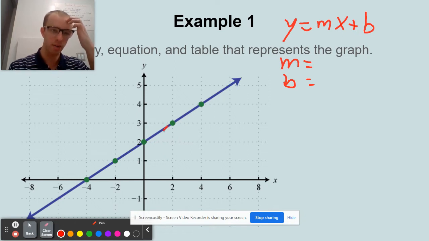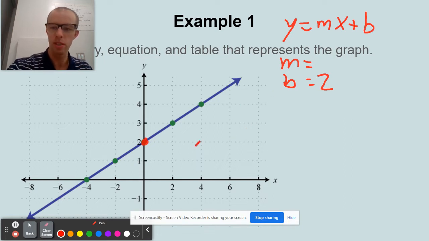b on the graph is the y-intercept, all right? And m is the slope, the rate of change. So to find b, the y-intercept, which is where I cross the y-axis, is pretty easy. Where does this line cross the y-axis? It crosses it at 2. So the y-intercept is 2. The b is 2.